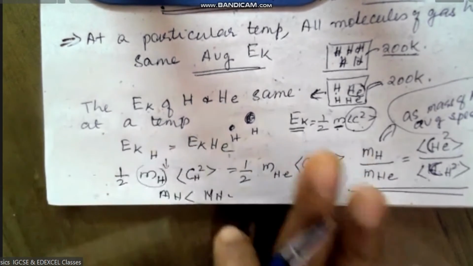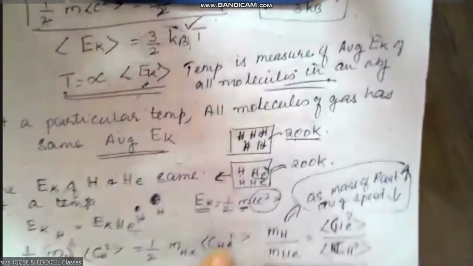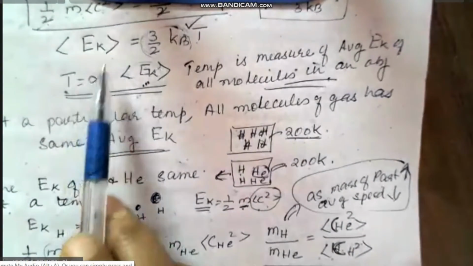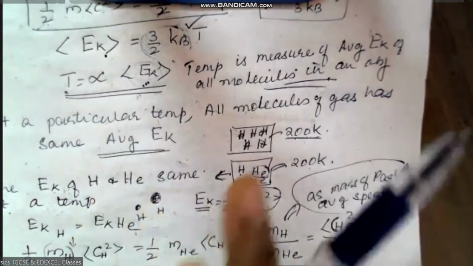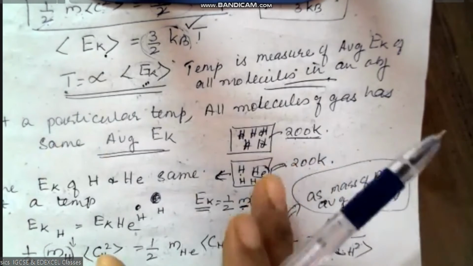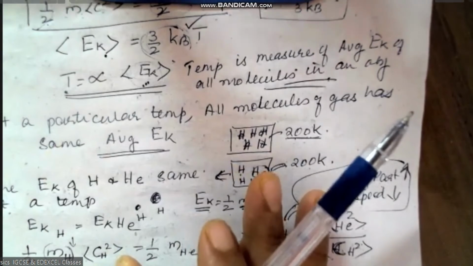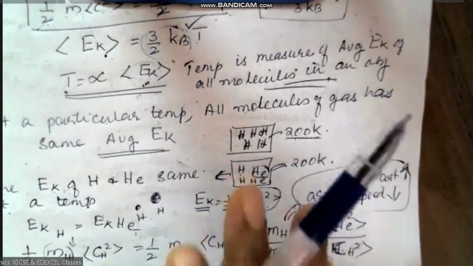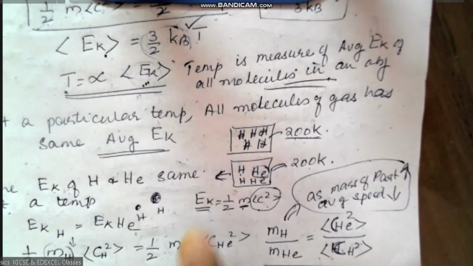So what does this mean? As the mass of the particle increases, their average speed decreases. Very, very important concept. Did you understand this?